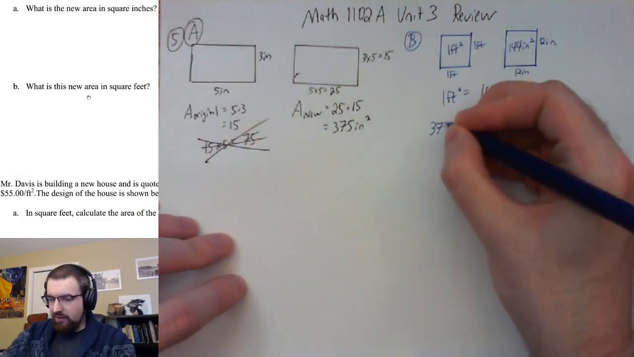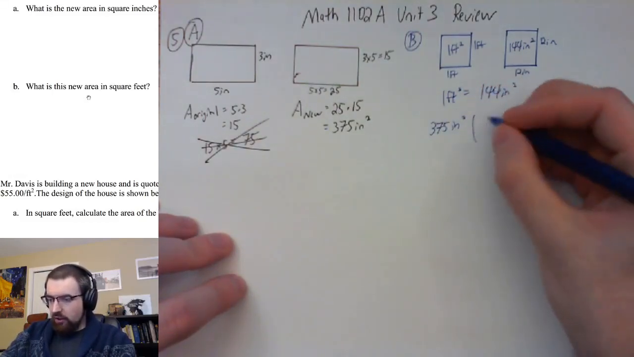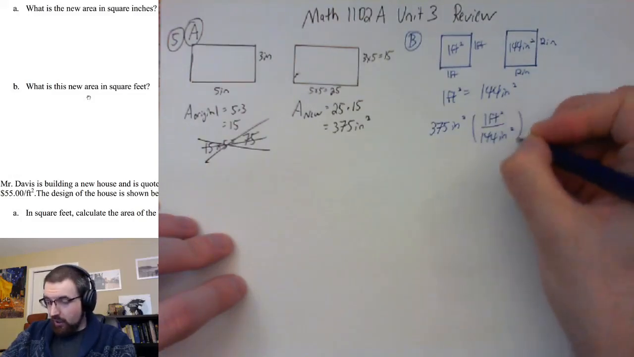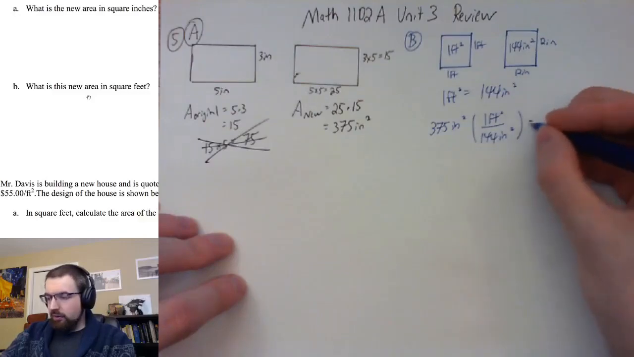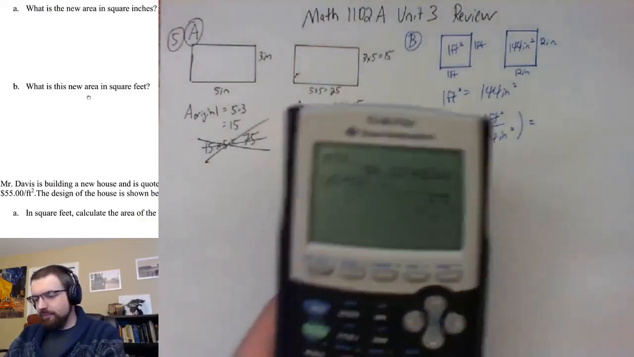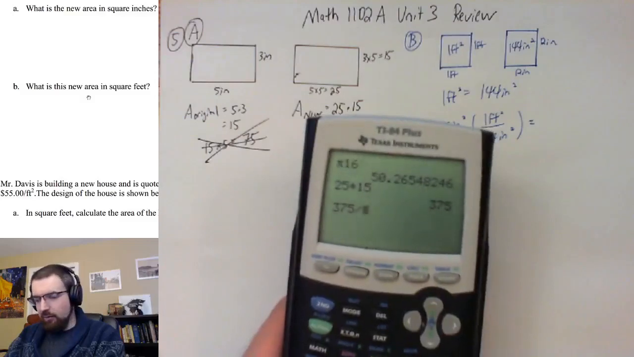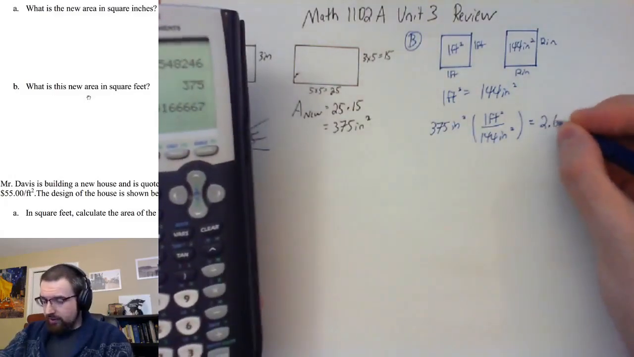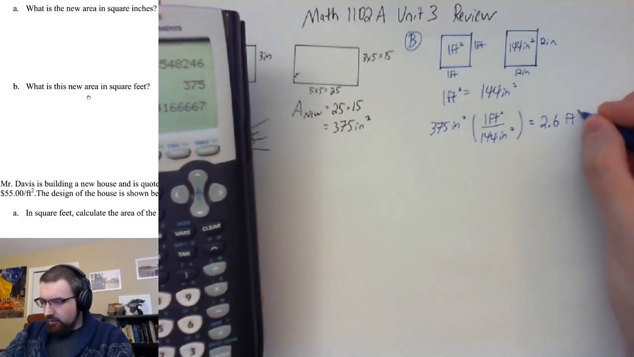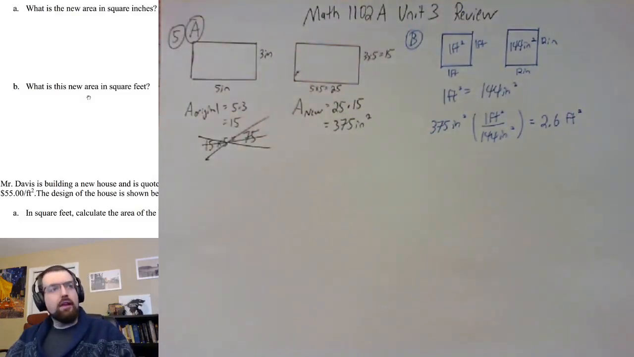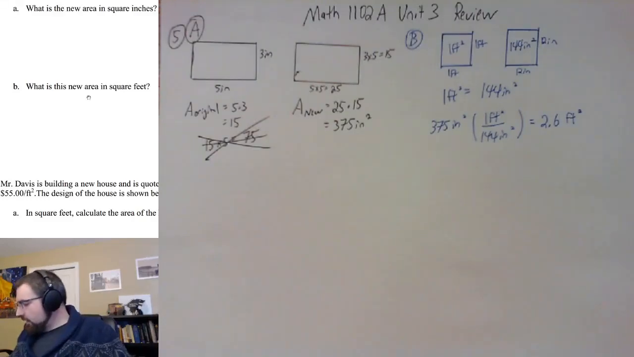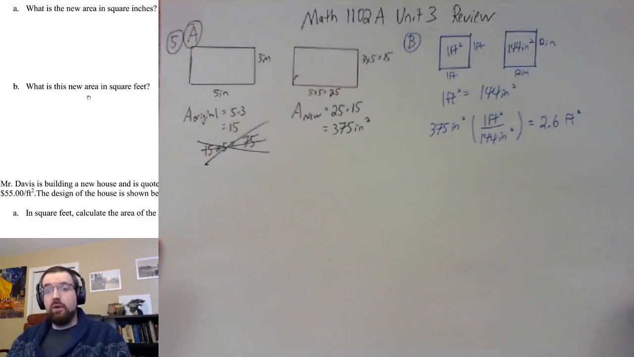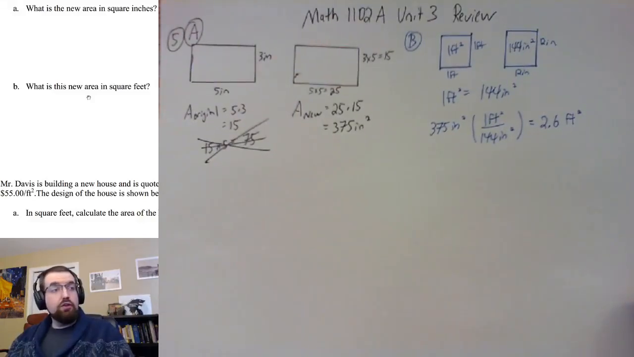So it's going to be 375 inches squared times 1 foot squared per every 144 inches squared, like that. Our inches are going to cancel. We're going to be left with 375 divided by 144, and I'm absolutely not doing that one in my head. That is going to be 2.6 square feet. So the answer for 5B, asking us what the new area in square feet is, is 2.6.